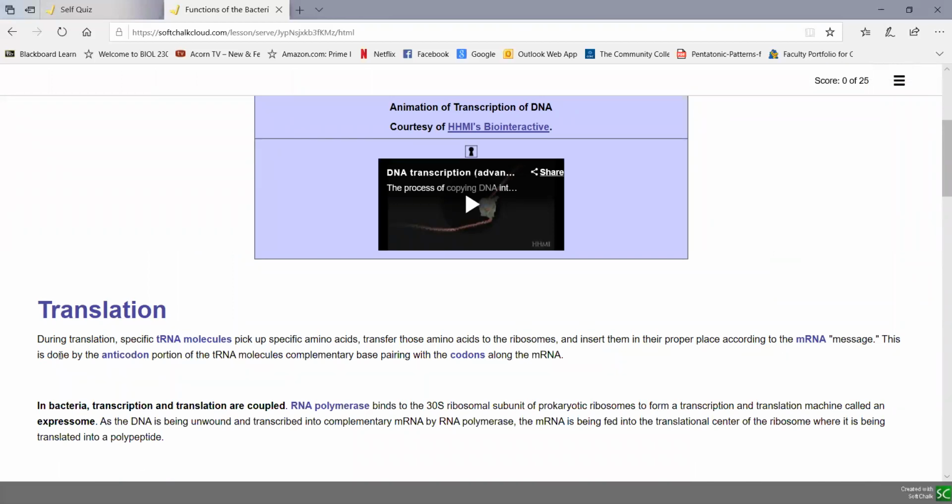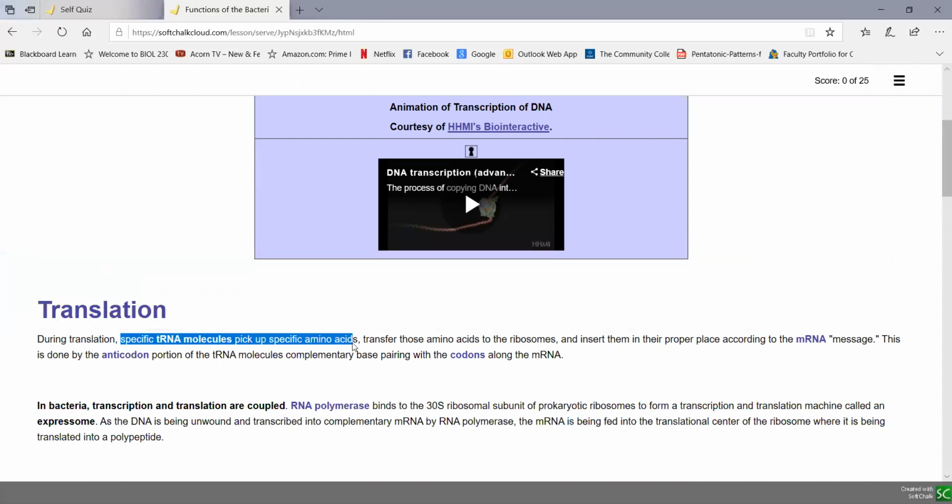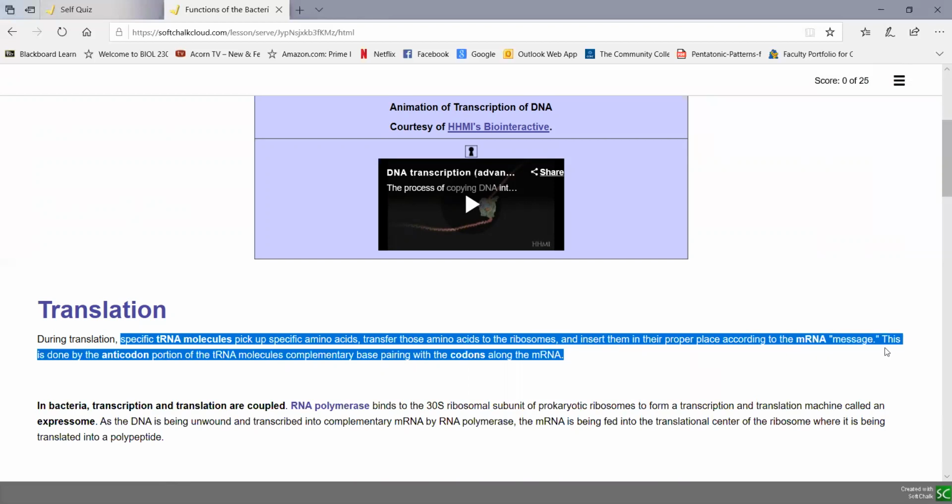Now, during translation, specific transfer RNA molecules pick up specific amino acids, and they transfer those amino acids to the ribosome, hence transfer RNA, and they insert the right amino acids in the proper place in the growing protein chain by reading the messenger RNA message.